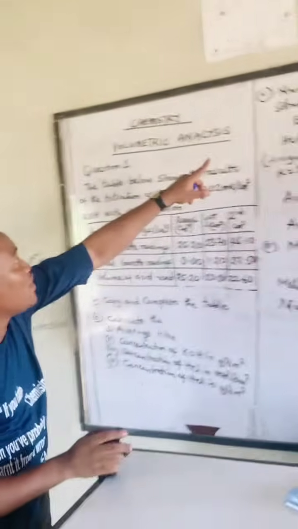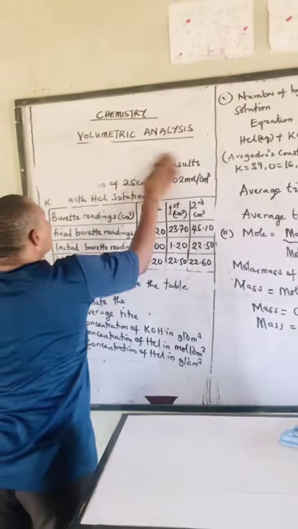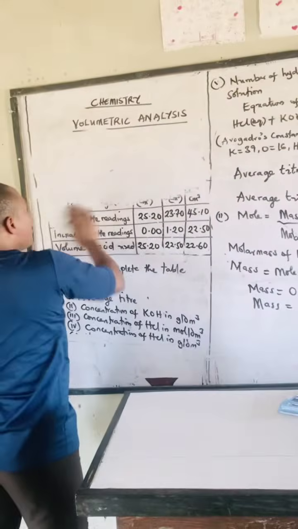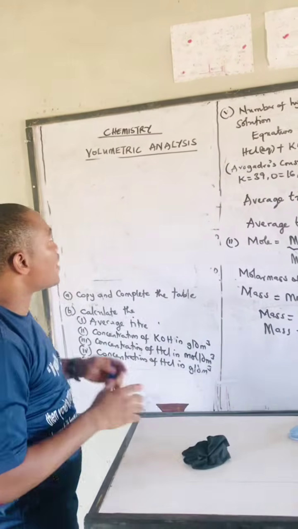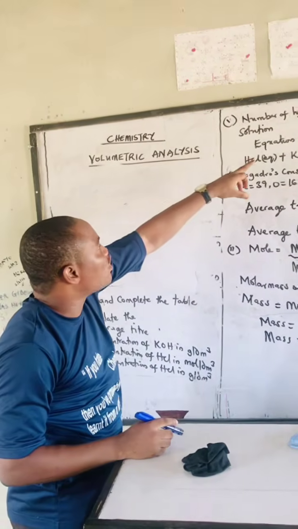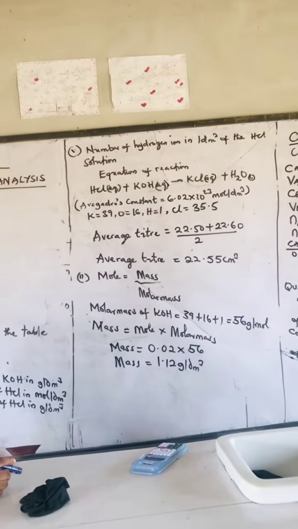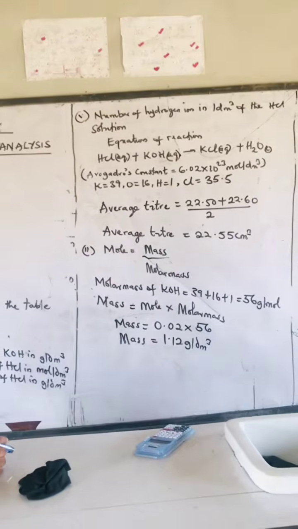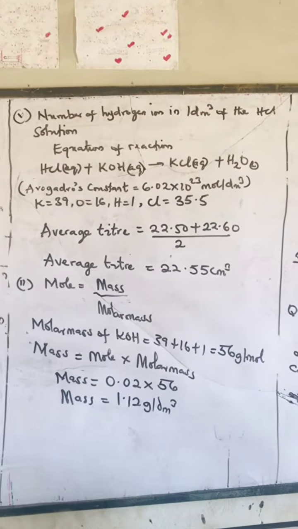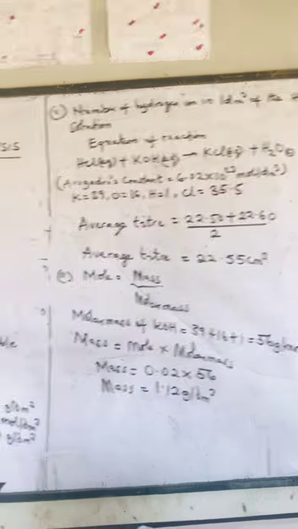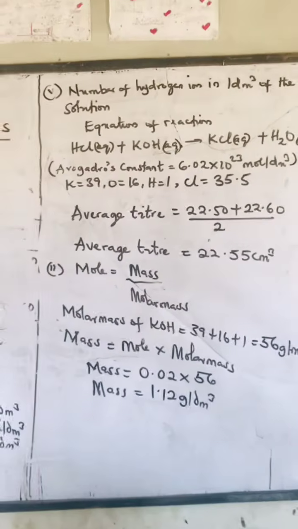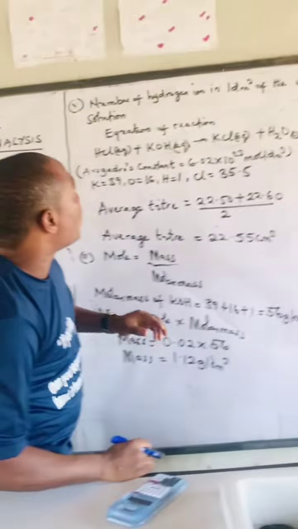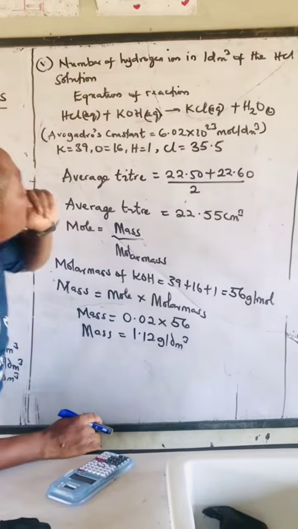Then the last question now. The last question says the number of hydrogen ion in 1 dm cube of the HCl solution. Don't forget your acid. The definition of our acid is the number of hydrogen ion in what? In 1 molecule of an acid. So we have this now.